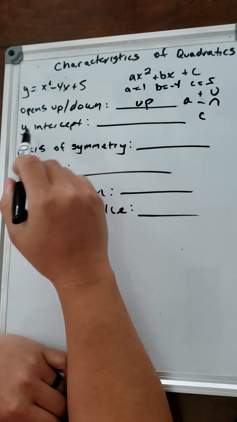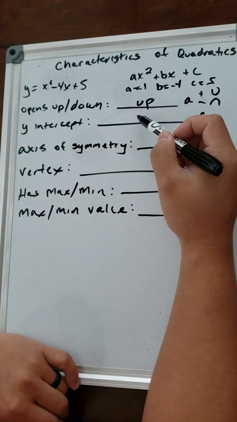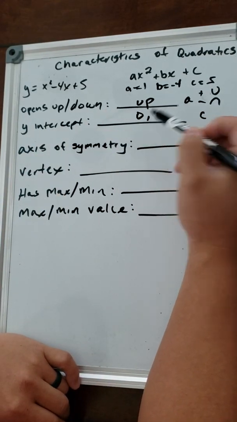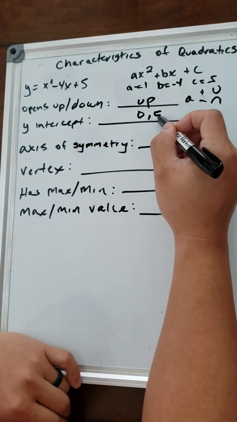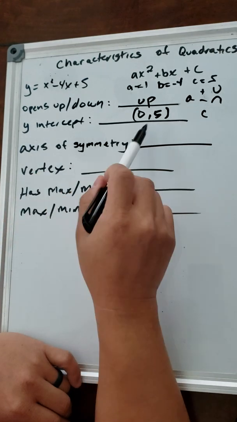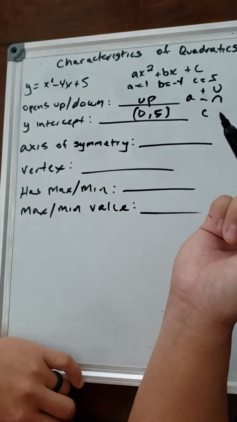And I need this as ordered pairs. So since we plugged in a 0 for x, 0 goes into the x spot. And what was my y value? It was just that c, which is 5. Okay? So my y-intercept for this is (0, 5).